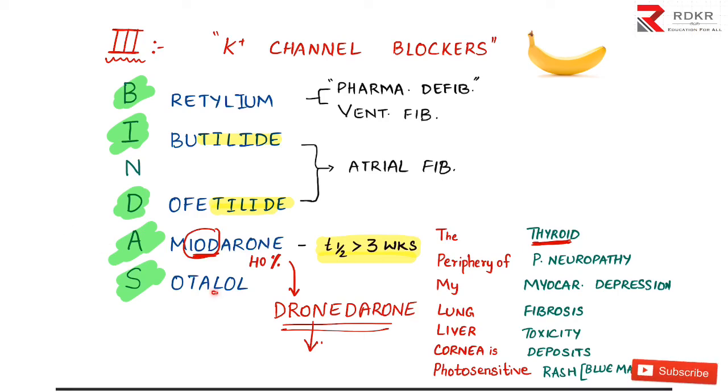And about the sotalol, you might be wondering, this is a beta blocker, so it must be in class 2. Then why is it written in class 3? Yes, the major function of the sotalol is also blocking the potassium, and it can also block the beta. So it has two functions. Okay, major is potassium channel blocking.